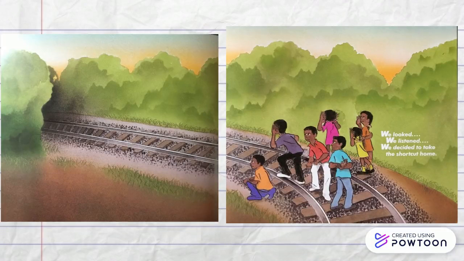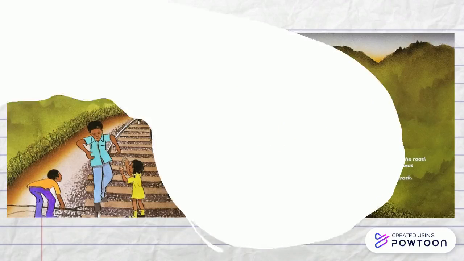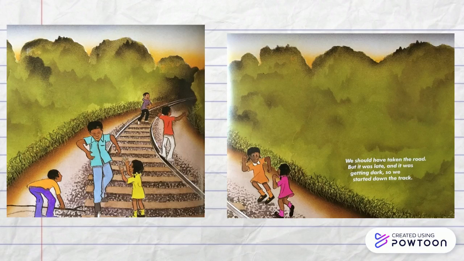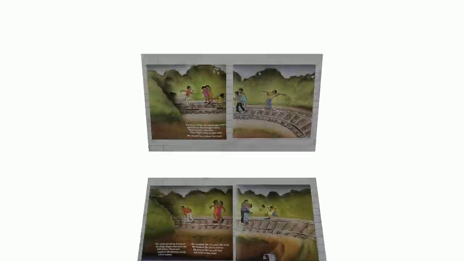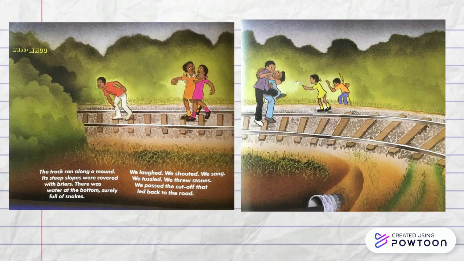We looked, we listened, we decided to take the shortcut home. We should have taken the road, but it was late and it was getting dark, so we started down the tracks. We knew when the passenger trains passed, but the freight trains didn't run on schedule. They might come at any time. We should have taken the road. The track ran along the mound. Its steep slopes were covered with briars. There was water at the bottom, surely full of snakes. We laughed, we shouted, we sang. We tussled, we threw stones. We passed the cutoff that led back to the road.